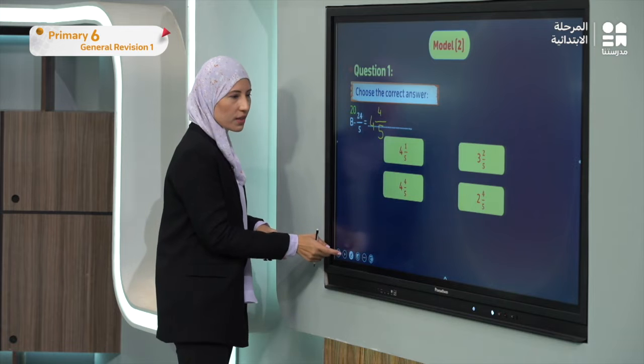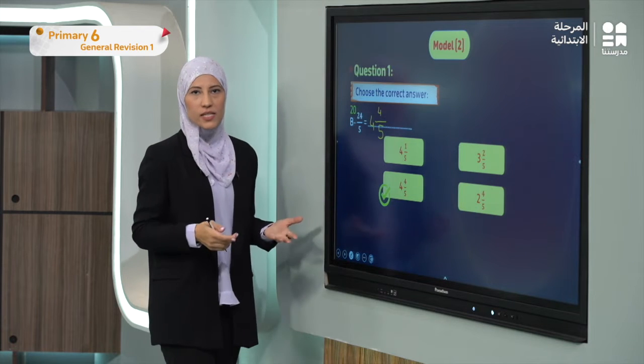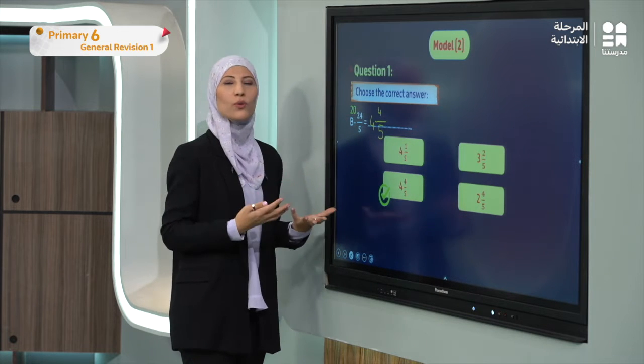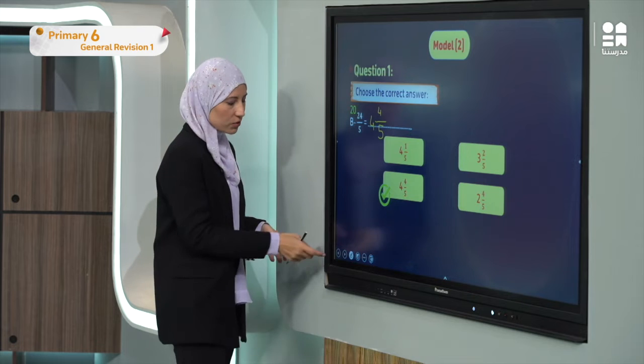Of course, by using the calculator you will find it easy, but I want you to know how you can do it without using a calculator.